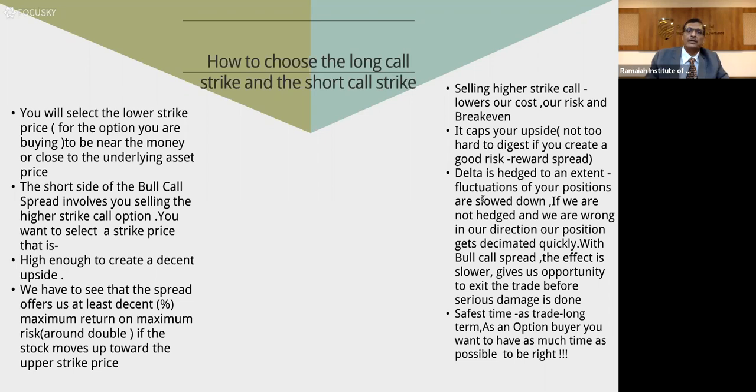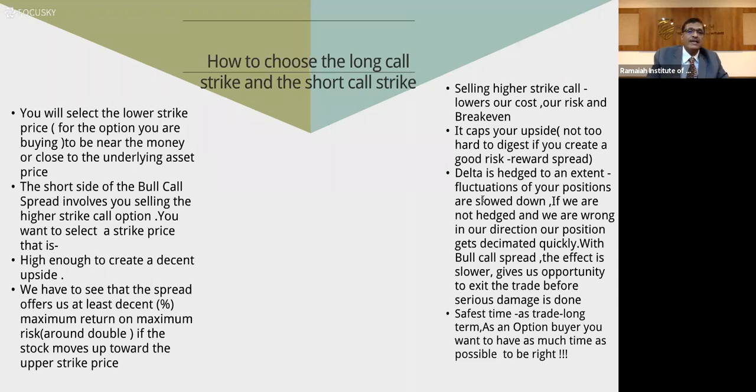Now the short side of the bull call spread, the short call strike that I can select. Can I select 195, 200, 210? What should I select in this case? The guideline is that it should be high enough to create a decent upside. It cannot be that you buy a call at 190 and sell the strike at 191, right? Because that will not even take care of your premium, because your break-even point is 200.